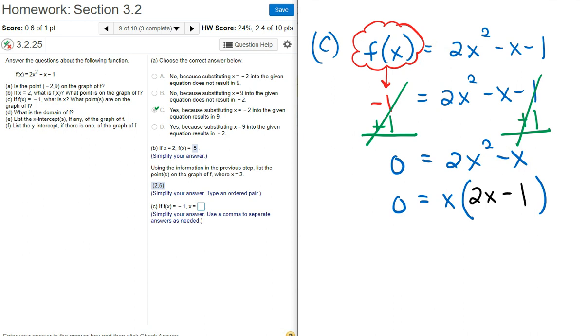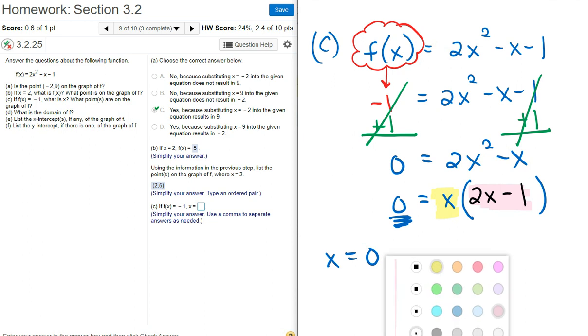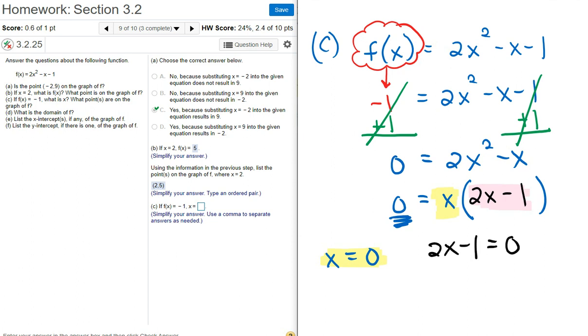Now remember that if you have x times a 2x minus 1, and that is equal to 0, then that means either the x is equal to 0 or the 2x minus 1 is equal to 0. Because if two things multiply together and the answer is 0, one of the two has to be 0. Well, this one's already solved for 0. x is equal to 0.